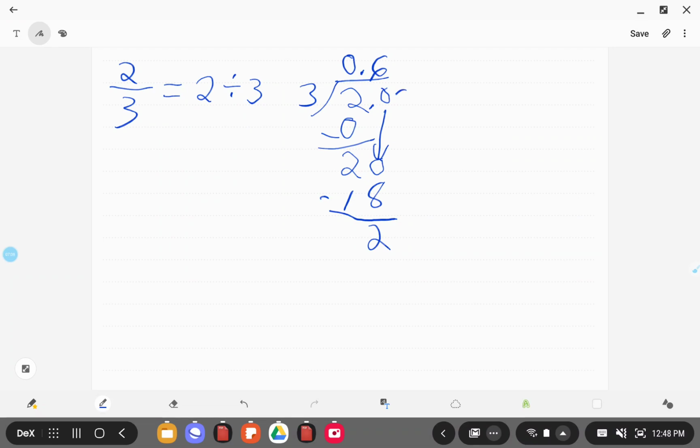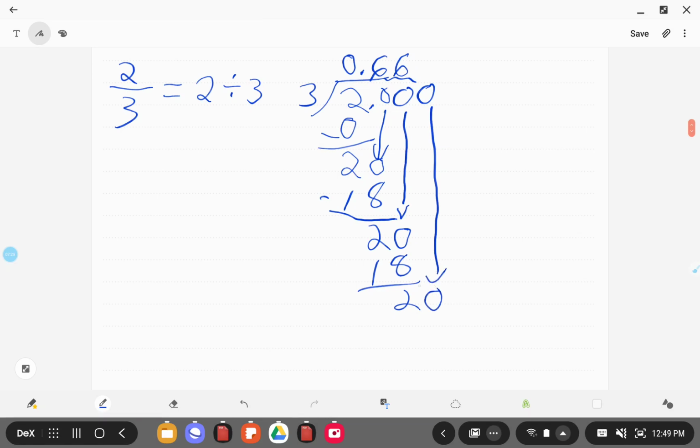Now I continue. Put a 0. Pull that 0 down. I need to figure out how many times 3 goes into 20. I'm having a little deja vu. Didn't we say 3 goes into 20 six times? Let's see what happens. 6 times 3, 18. Great. Now I got 2. Make my 0. Pull it down. 20. How many times does 3 go into 20? Wait a second. I thought we already did this. Yeah, we've been doing it a couple times, right?